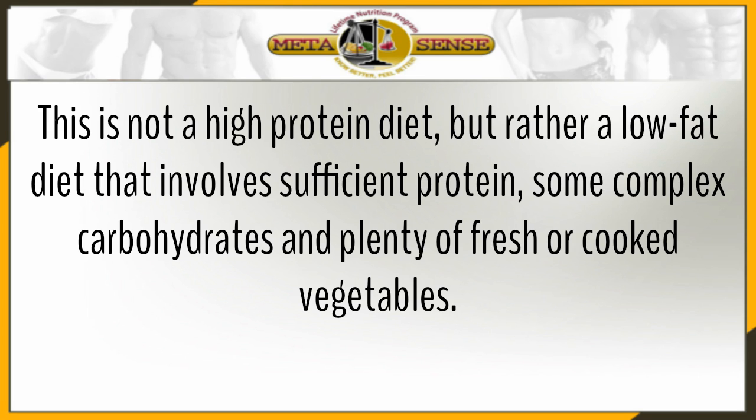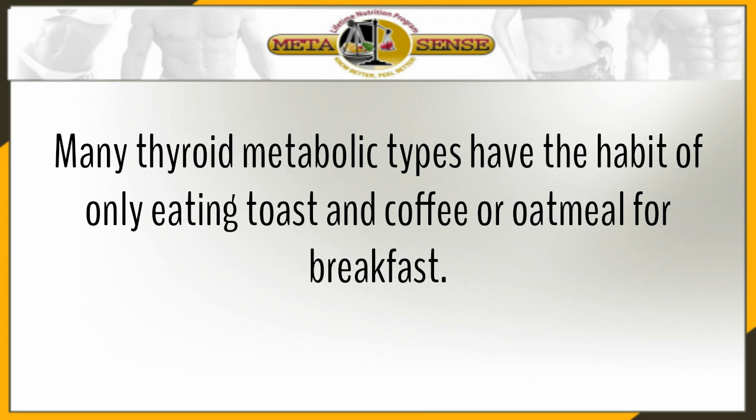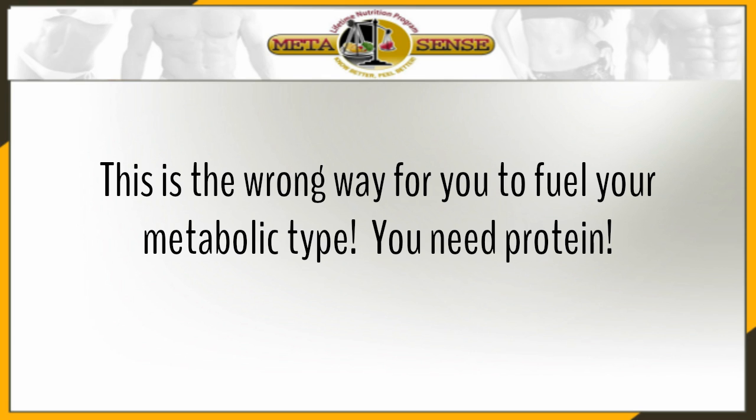This is not a high protein diet, but rather a low fat diet that involves a significant amount of protein, some complex carbohydrates, and plenty of fresh and or cooked vegetables. Many thyroid metabolic types have habits of eating only toast and coffee or oatmeal for breakfast. By eating protein for breakfast, you will bring about a striking transformation in your metabolic type.